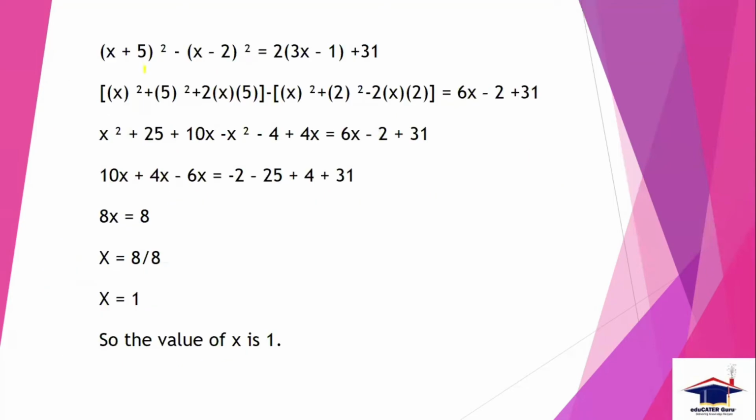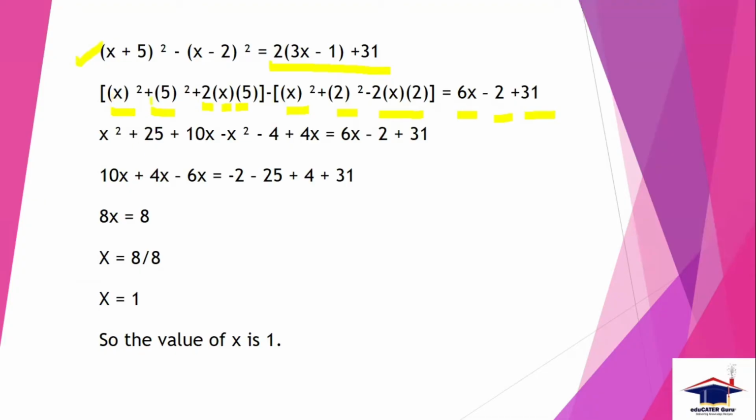Let us see now. So, x plus 5 whole square minus x minus 2 whole square equals 2 into 3x minus 1 plus 31. So, applying the formula, a square means x square, b square is 5 square, plus 2 into x into 5. Similarly, a minus b formula, x square plus 2 square minus 2 into x into 2 equals, here 2, we have to multiply this. 2 into 3 is 6x, 2 into 1 is minus 2 plus 31. So this is the expanded form of the above equation.